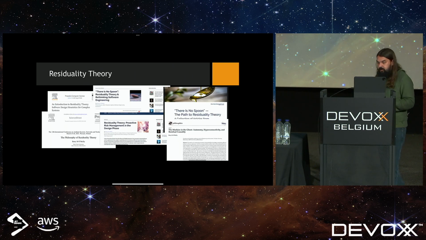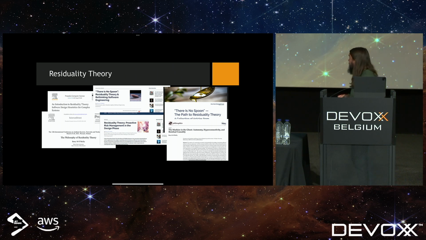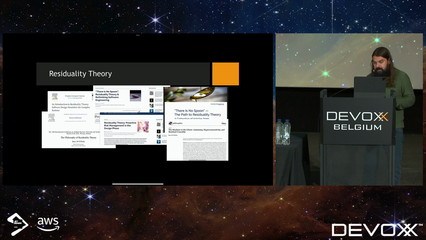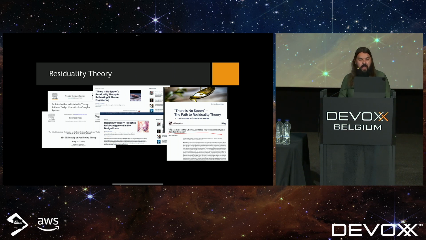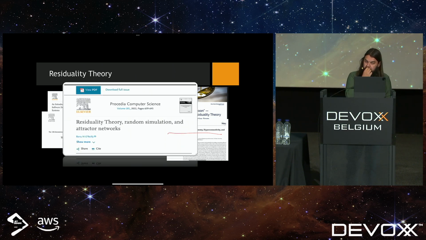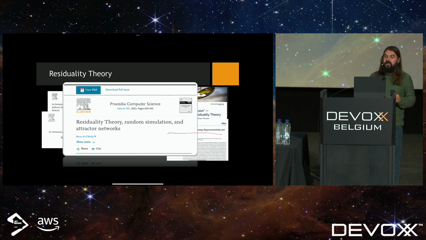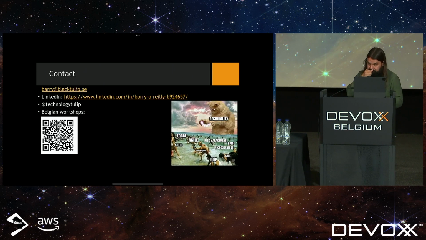There's a whole bunch of papers that have been written on this along the way. 4 or 5 academic papers, including a philosophy paper, much to the horror of my mathematics professor, on these ideas. But the one to start with is this one here on residuality theory, random simulation, and attractor networks, which is pretty much what we've looked at today.